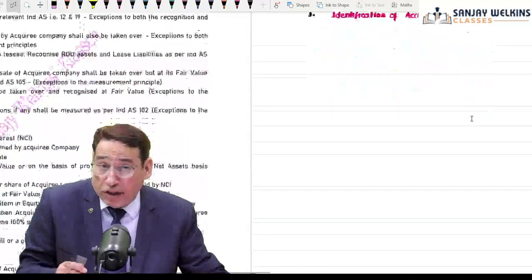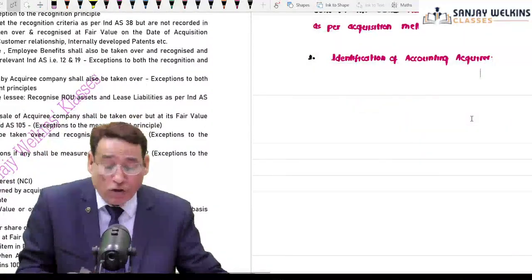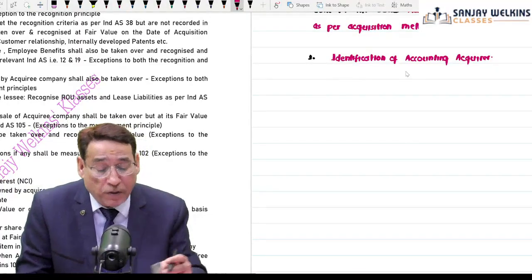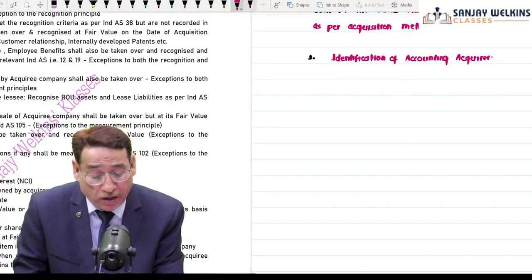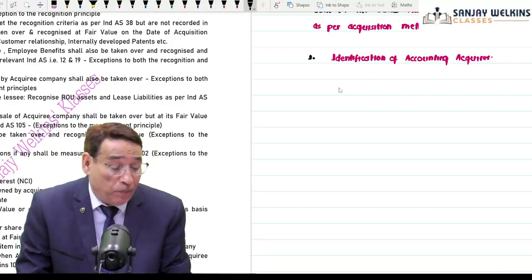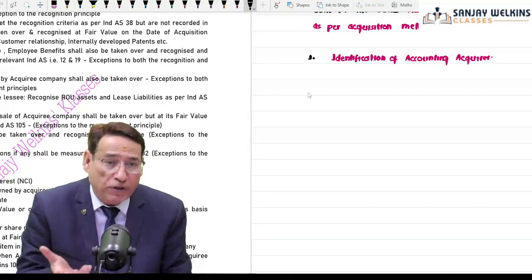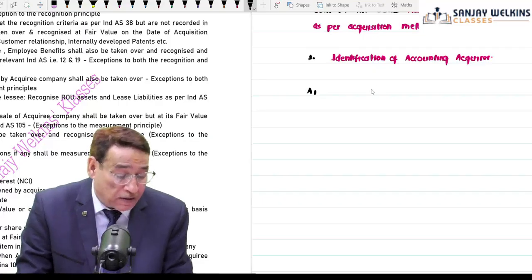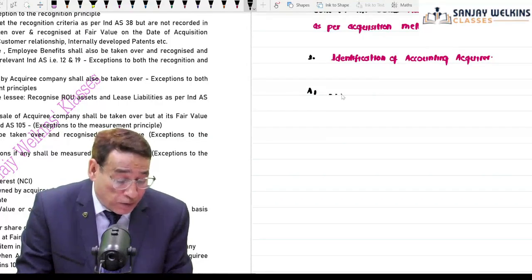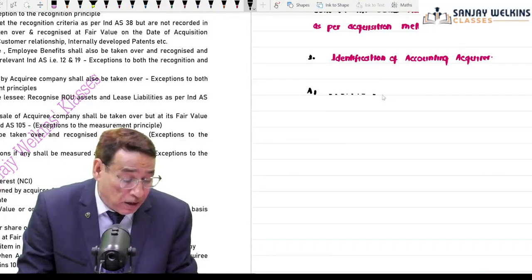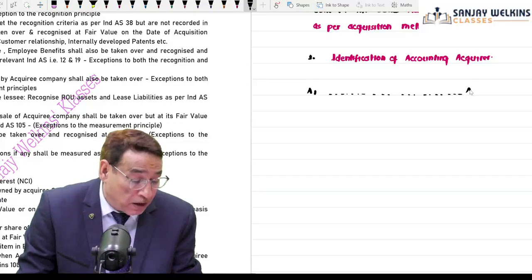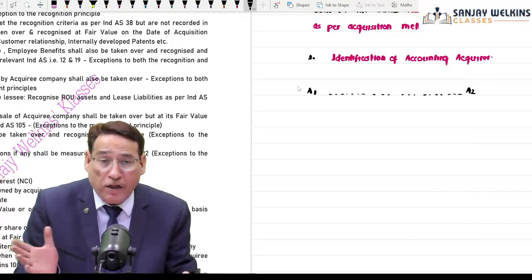And this is pretty hard to grasp. Remember one thing, I have seen lots of students never understand this the way it should be understood. So just pay attention over here. I will try to make it as clear as possible: how to identify in whose books the accounting will be done. Suppose there is an entity A1, and A1 has made some investment in A2 Limited.